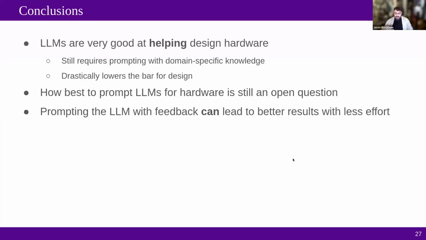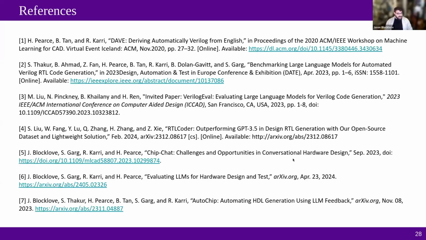Someone who has just learned Verilog can get a lot closer to designing more complicated things than they could before. There's still very much an open question on how best to prompt these large language models to get the best results. We took a very rudimentary approach of taking HDL bits and giving those as prompts and then using tool feedback. But there's a lot in the way of prompt engineering we can look at. And we see that using that feedback, even just tool feedback, can ultimately lead to much better results, with much less effort. I've got a slide of references for all the papers that I mentioned throughout this.